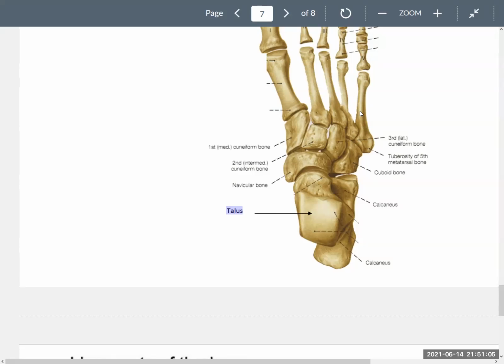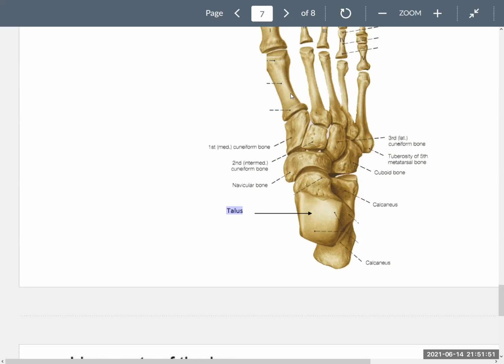Now, metatarsals 4 and 5 do just exactly what the metacarpals 4 and 5 do. Articulate with one bone. That was the hamate in the hand. This is the cuboid bone. So cuneiform 1, 2, 3, and cuboid. Come straight back from the cuboid, and you have the calcaneus bone. This one down here. The calcaneus is also politely called your heel bone. It's the largest of the tarsals.